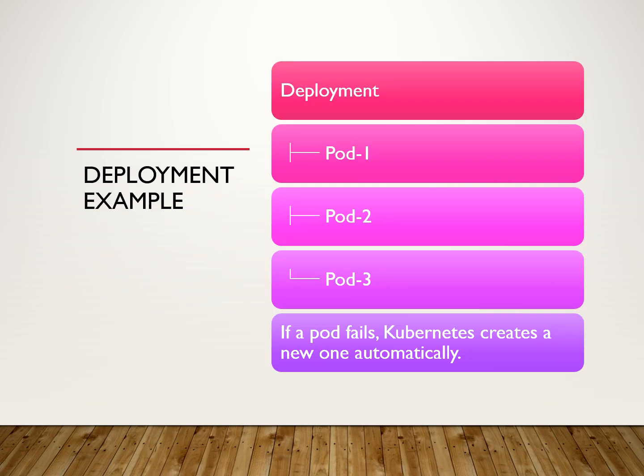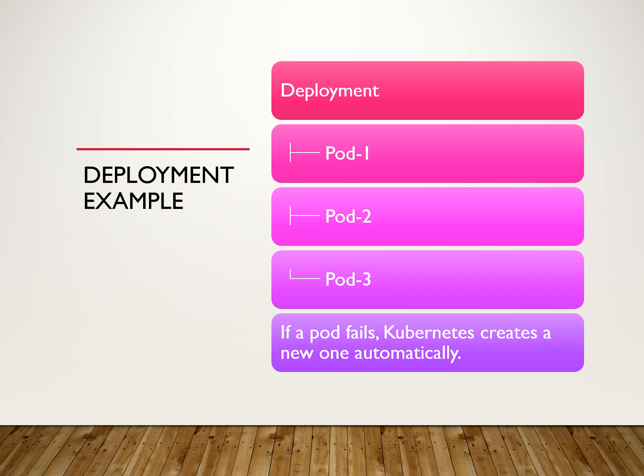We'll see an example of a deployment here. Suppose we have an e-commerce website, and we deploy 3 replicas: pod 1, pod 2 and pod 3. We will have a load balancer for this website, and that load balancer will distribute the traffic across all 3 pods.